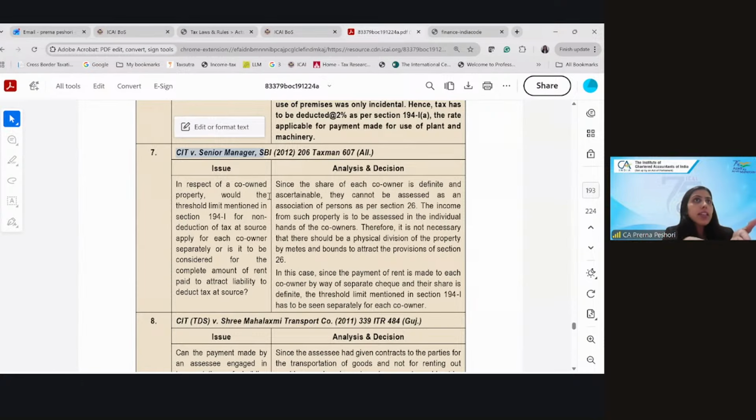Any which ways, they cannot be assessed as an AOP. So income will be assessed in the hands of each of the co-owners. Right? And since the payment of rent is made to each co-owner by way of separate cheque, the shares are definite. The threshold has to be seen qua each owner and not qua each property. Are we clear?